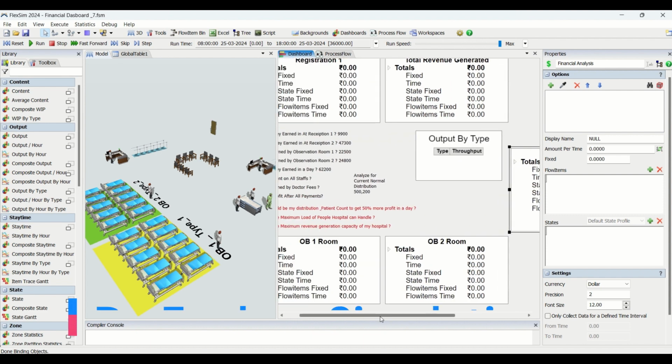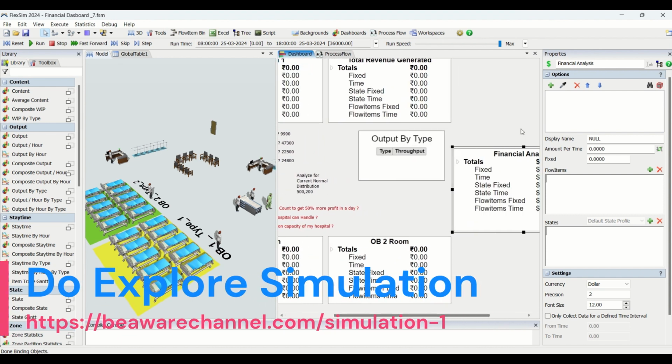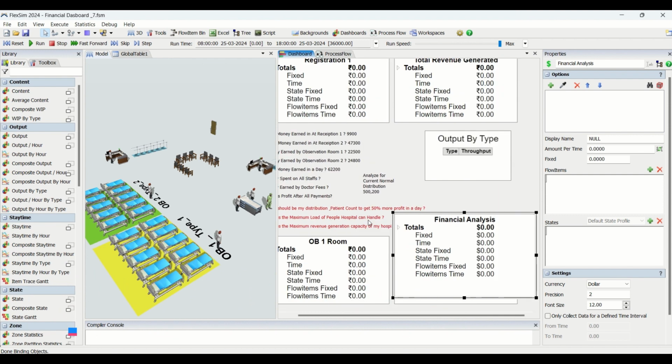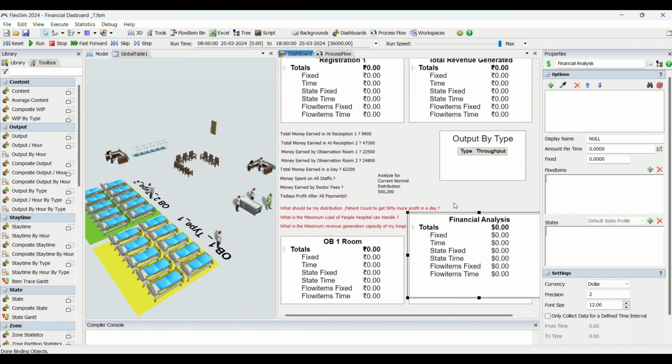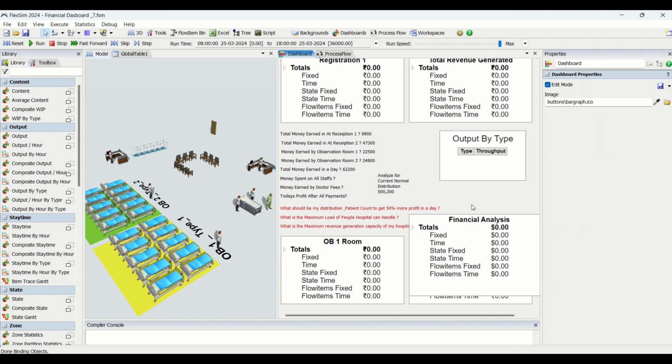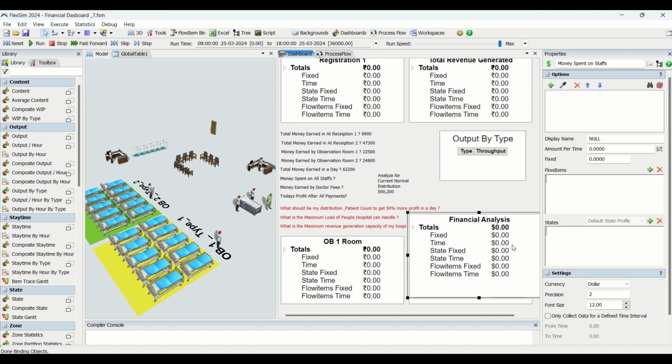And what we are going to find out by this dashboard is the amount of money spent on all of the staffs. Okay, now let us change the name of this graph, financial dashboard, as money spent on staffs. Okay, so this is how we are getting the money spent on the staffs.